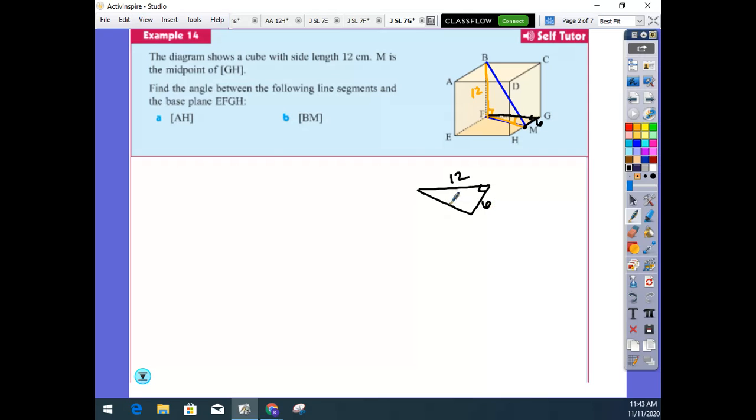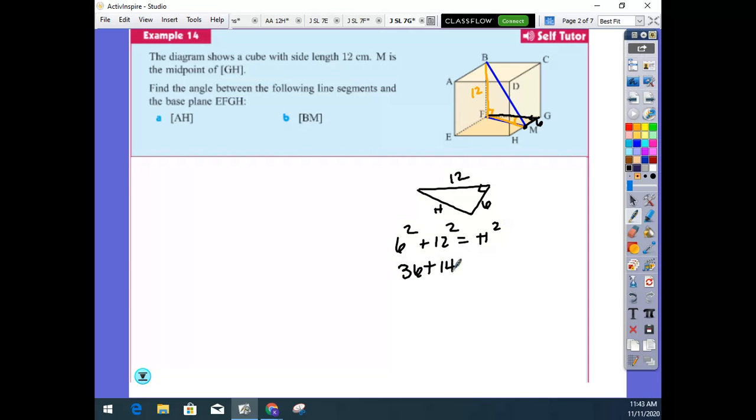So I can find this side by doing a squared plus b squared equals c squared. This is my hypotenuse, I'll just say h squared. So this is 36 plus 144, add together 180. I'm going to leave this as the square root of 180 because that's more exact.